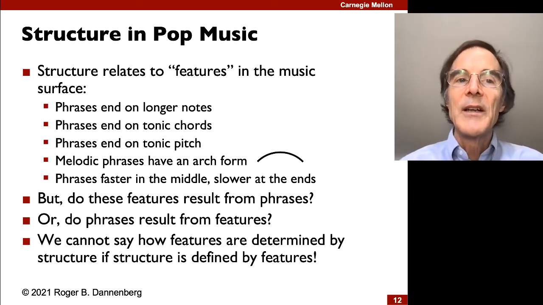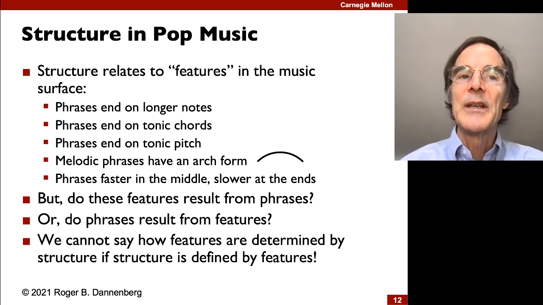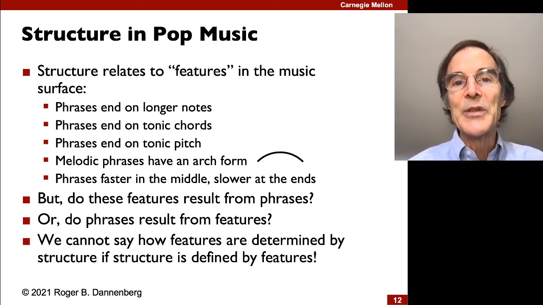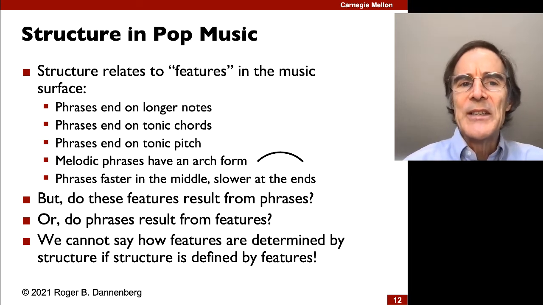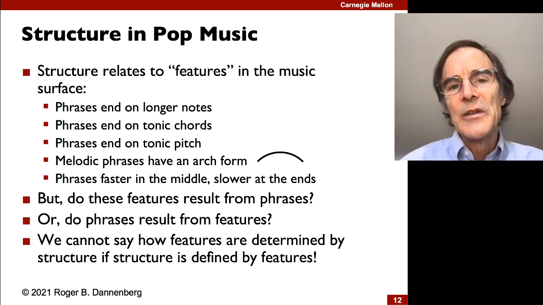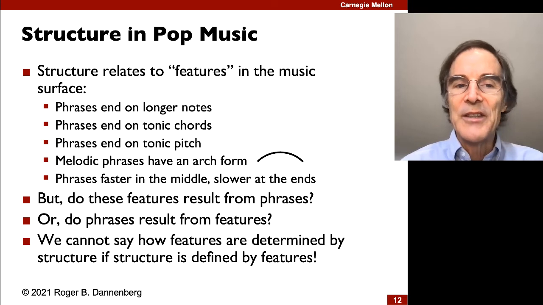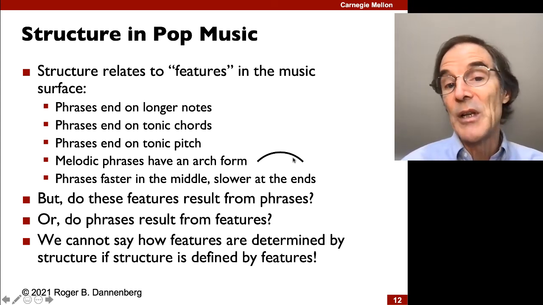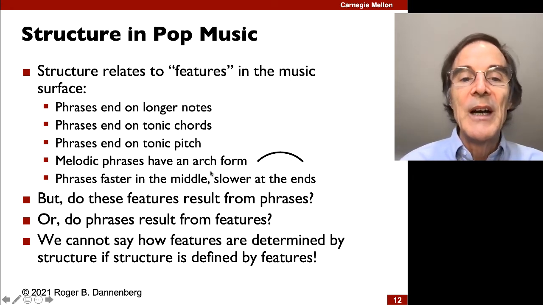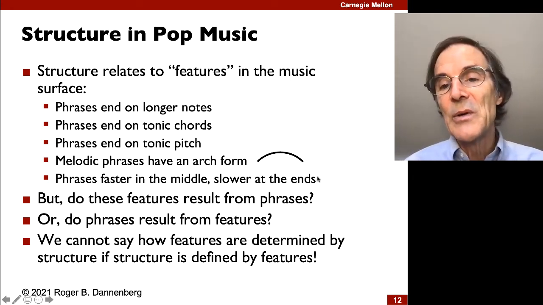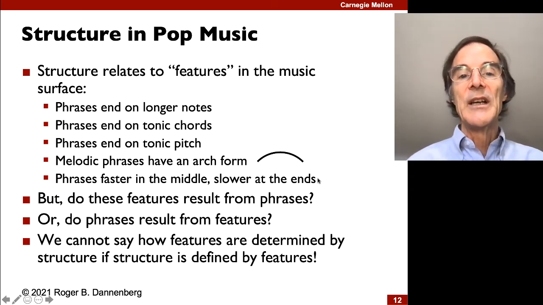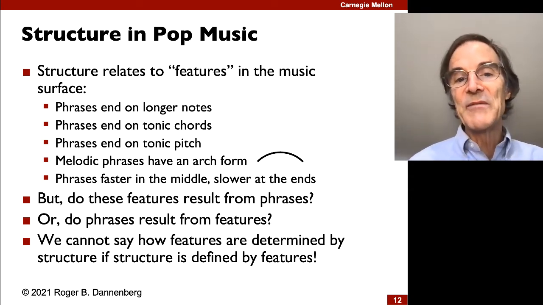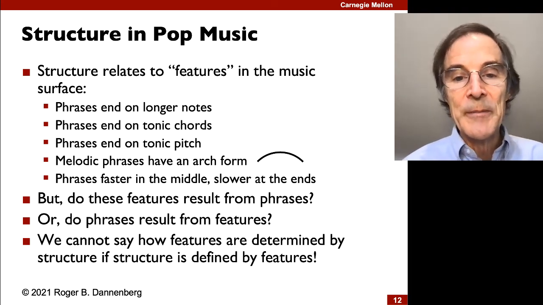The next study that I'd like to describe is a study of structure in pop music. Structure relates to features in the music surface. I think we're all familiar with the ideas that phrases tend to end on longer notes, tonic chords, the tonic pitch, and other ideas like this, that melodic phrases have an arch form. Phrases are faster in the middle and slower at the end. So all of these are ways that surface features of music relate to phrase structure.